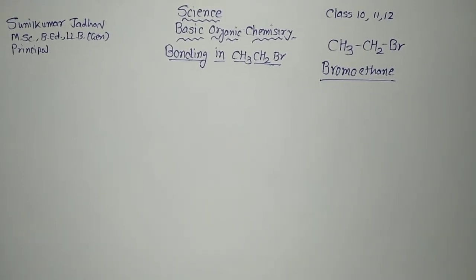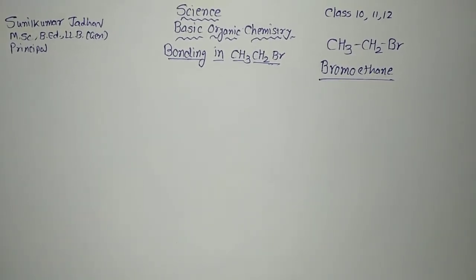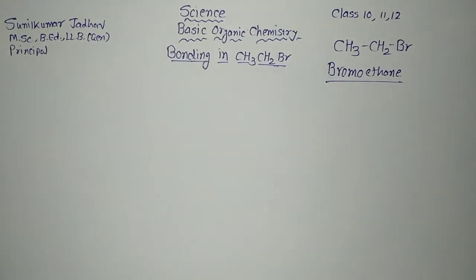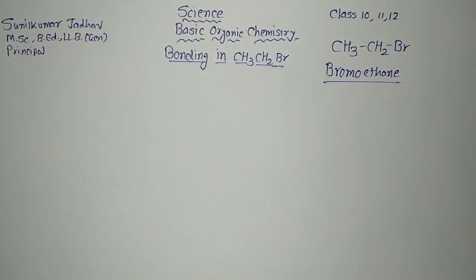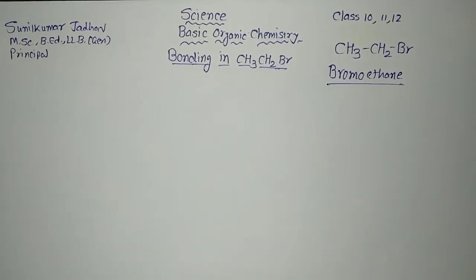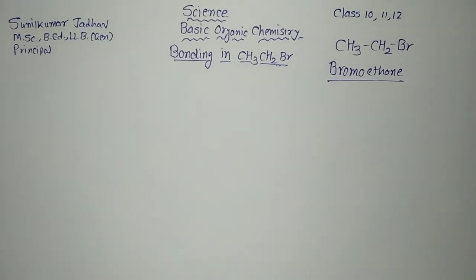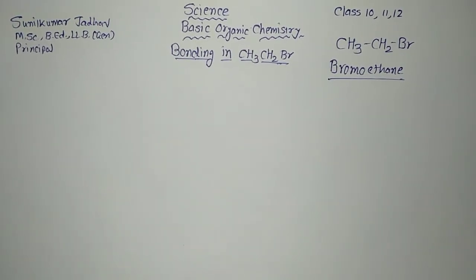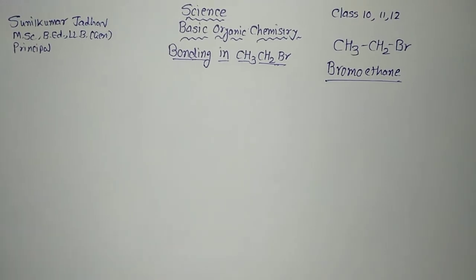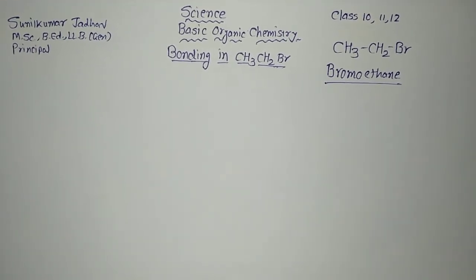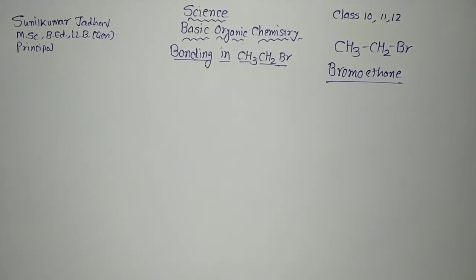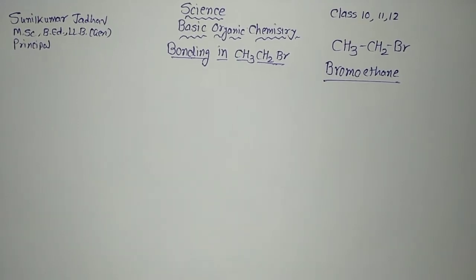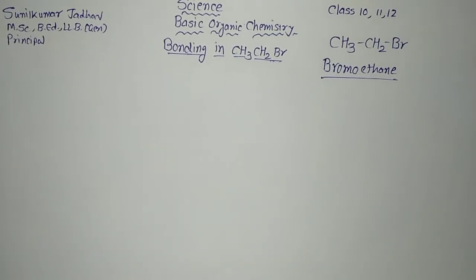Hello friends, how does the bond formation occur in bromoethane? That we are going to see in this video. Basic Organic Chemistry, bonding in ethyl bromide. It's its common name. The IUPAC name is bromoethane. So let us see how the bond formation occurs in bromoethane. It is very important for organic chemistry, which is basic organic chemistry for class 10th, 11th and 12th.